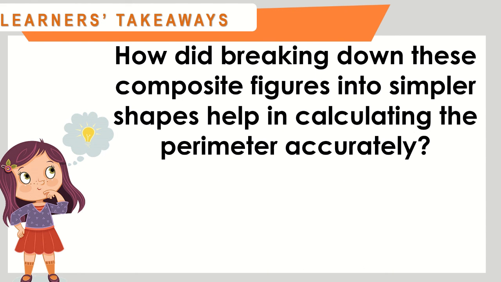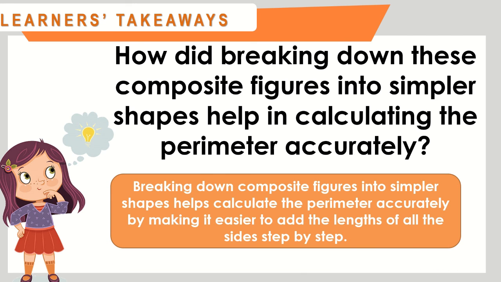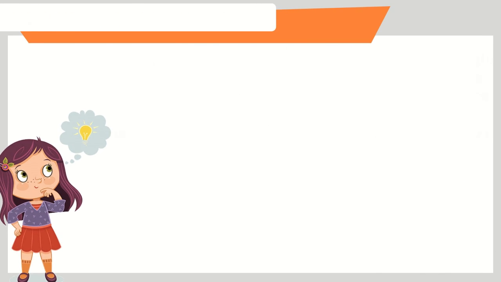For learners' takeaways, how did breaking down these composite figures into simpler shapes help in calculating the perimeter accurately? Breaking down composite figures into simpler shapes helps calculate the perimeter accurately by making it easier to add the lengths of all the sides step by step.